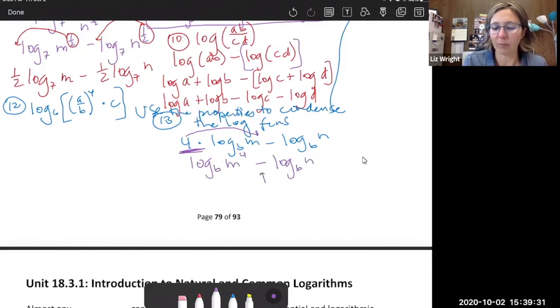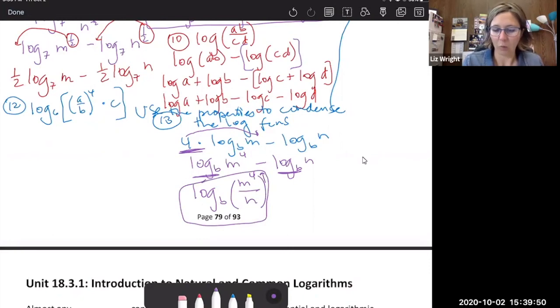And now we've got this subtraction, which is going to be the equivalent of what? And we've also got the same base here, which is the other thing you need to check. So it's going to be log base b of m to the fourth over n. And that's your answer for that one. And then we've got one more for you. And that one is going to be a doozy.